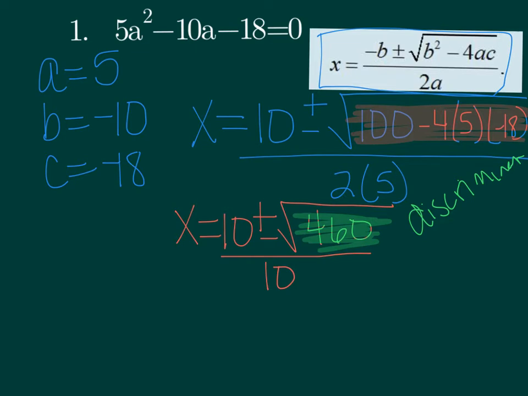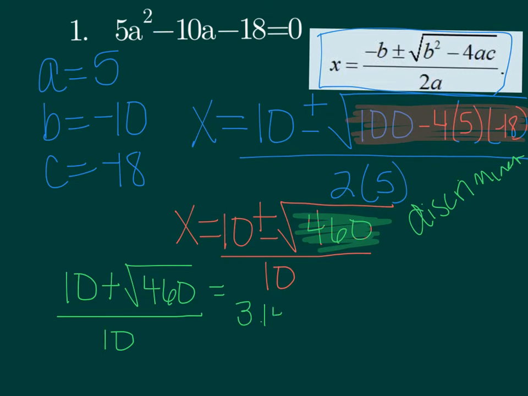Okay, so the rest of it we're going to go ahead and put in a calculator. Okay, so we have two answers. So what I'm going to put in the calculator the first time is 10 plus the square root of 460. Okay. Then I'm going to hit my equal sign, then divide by 10. Okay. And I'm going to get 3.14. So that's one solution.